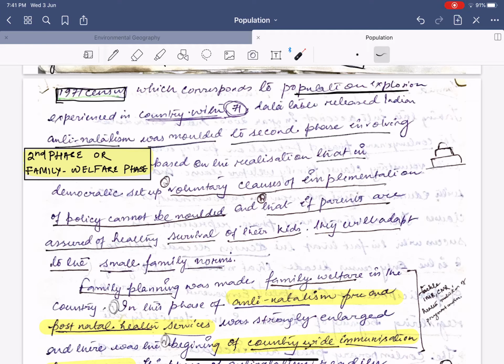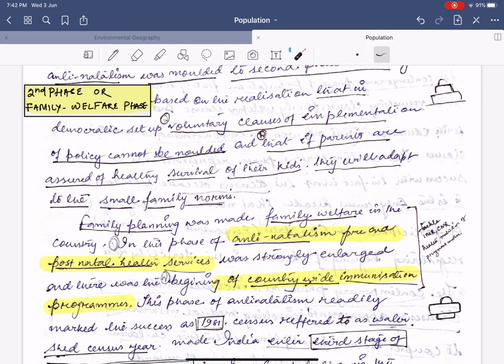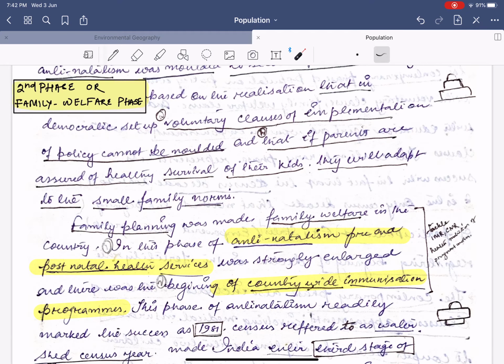We started with the pulse polio program. We started with the DPT, that is your diphtheria, pertussis, tuberculosis. Every kind of vaccine was introduced during this time, and the government started this vaccination at a large scale. Now, what happened in this family welfare phase?